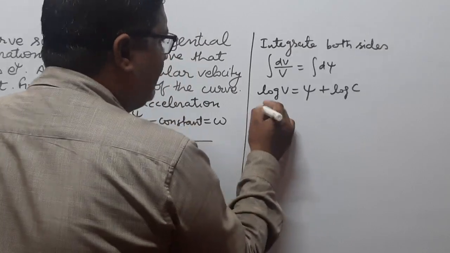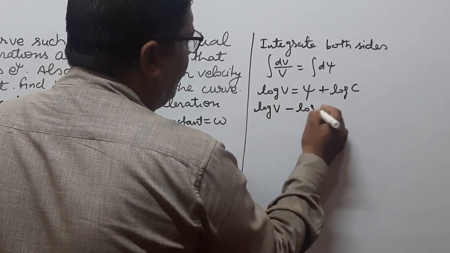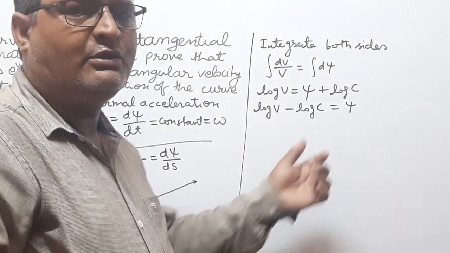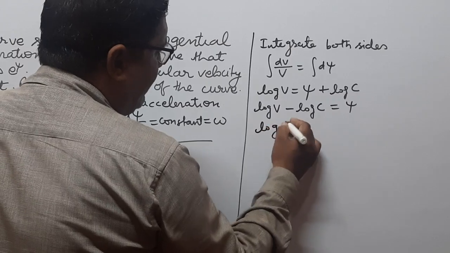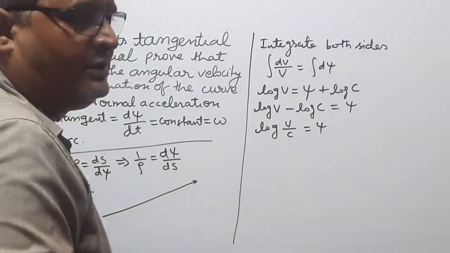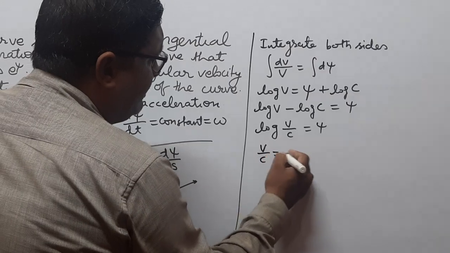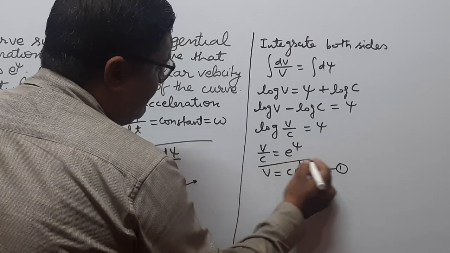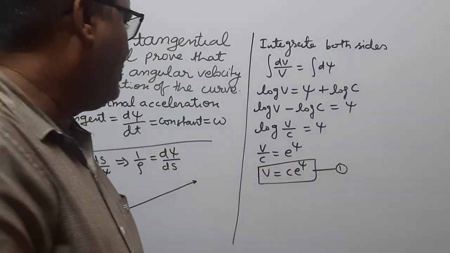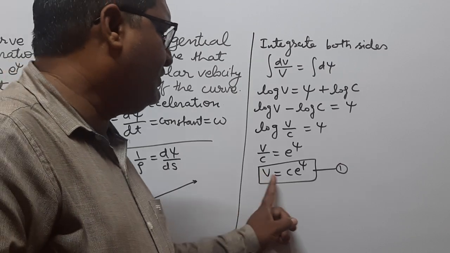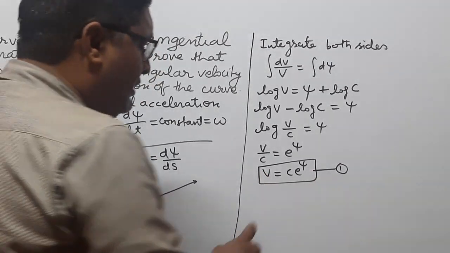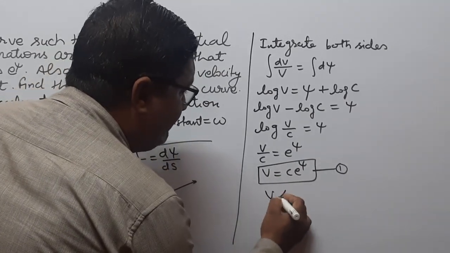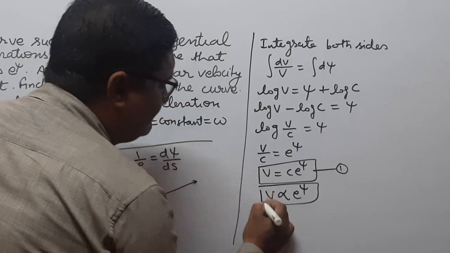Now we transform this log c to the left hand side, so this is log v minus log c is equal to psi. We use the formula log v minus log c is log v divided by c, equal to psi. Now this can be written as V upon C is equal to e to the power psi. So V is equal to C e to the power psi. Suppose this is equation 1. This can also be written as V proportional to e to the power psi.